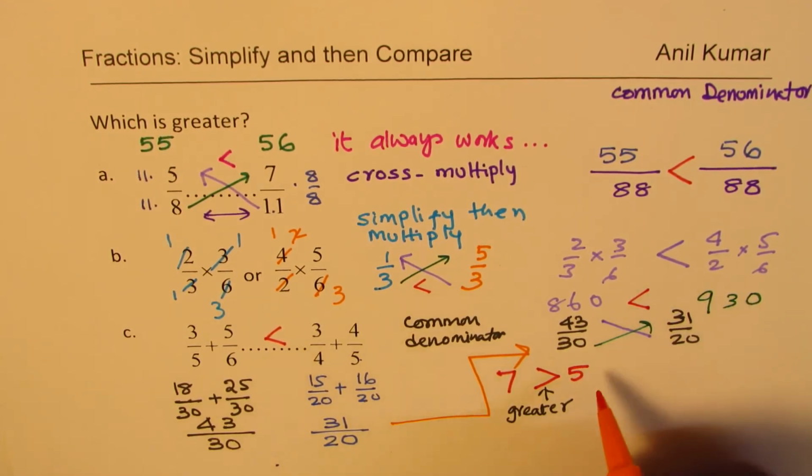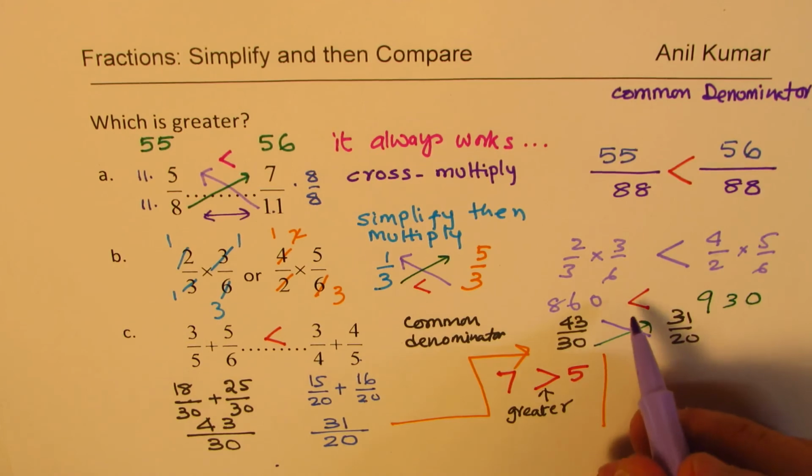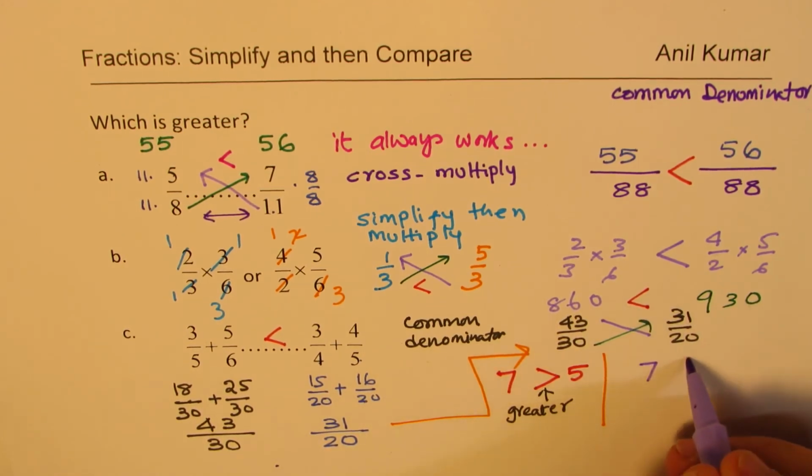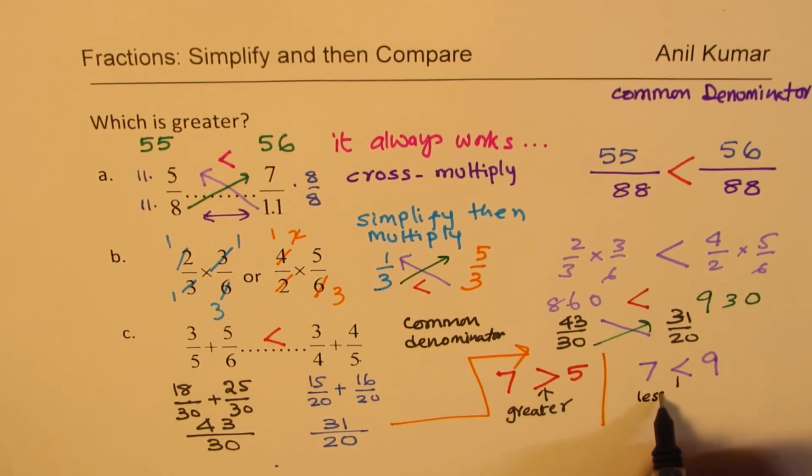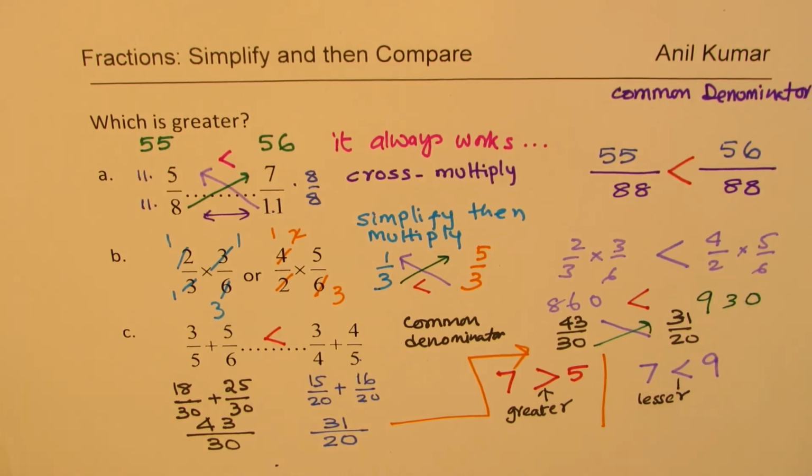Correct? If I'm using a sign like that, which is like 7 is less than 9, so this means 7 is lesser. Is that okay? So that is what these signs are, and equal to, you understand. Perfect. So that is how we should be solving such questions or comparing fractions.